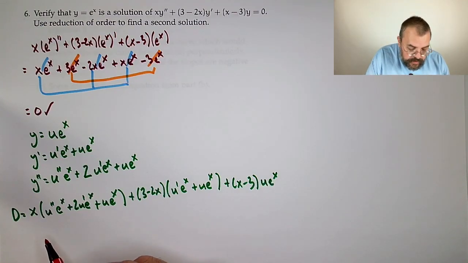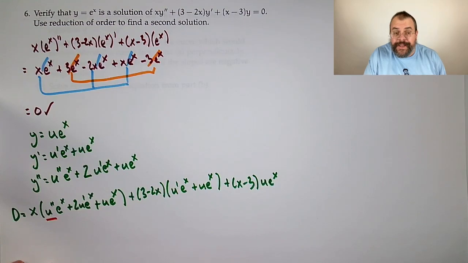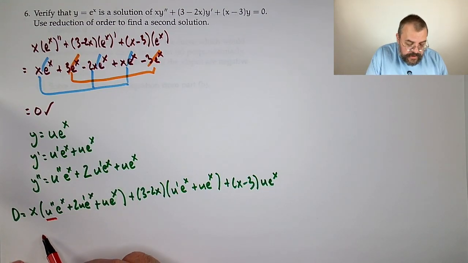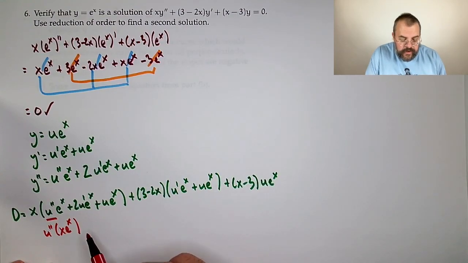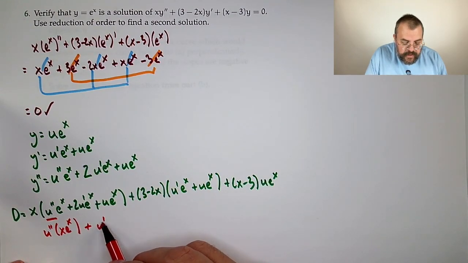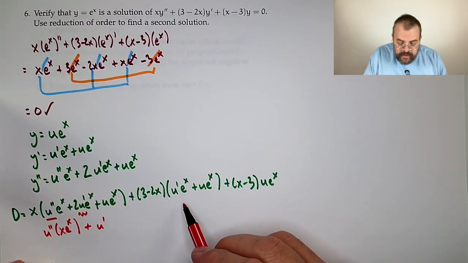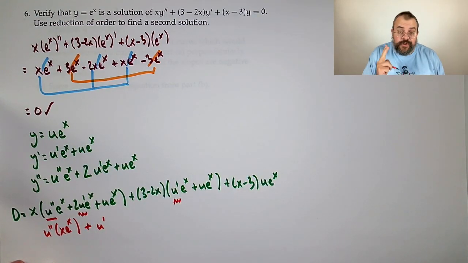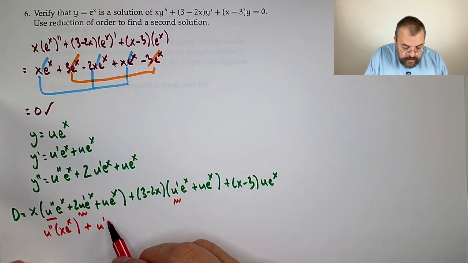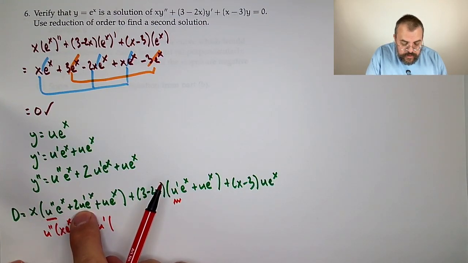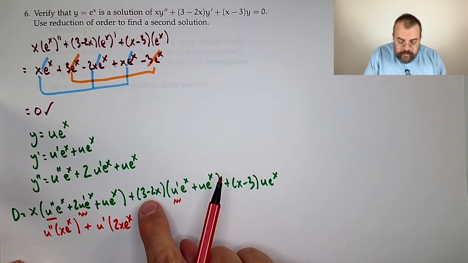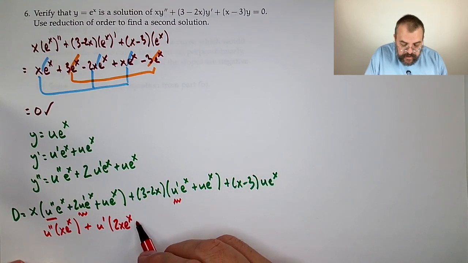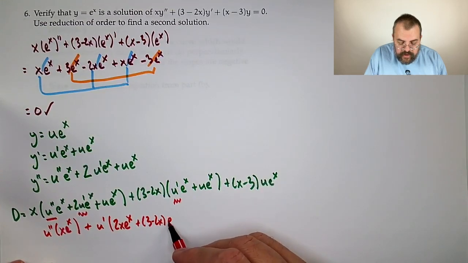So let's see, u double primes, not very many, just the one actually. So that's u double prime times x e to the x. Okay, how about u prime? Well, there's a u prime there, and there's a u prime there. So there's 2. So what do we have? Well, we'll have 2x e to the x. And over here, we'll have 3 minus 2x times e to the x.